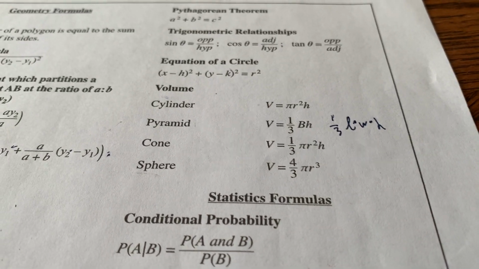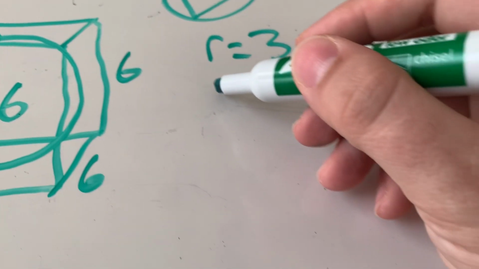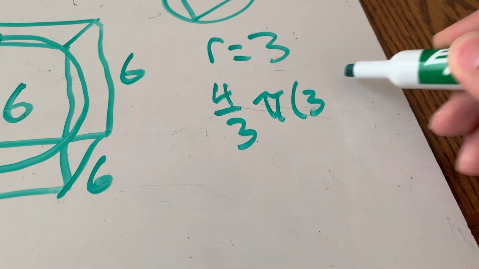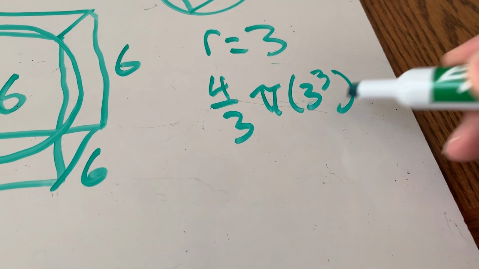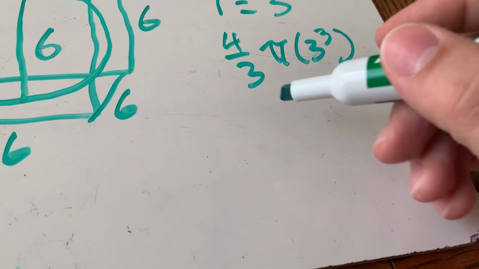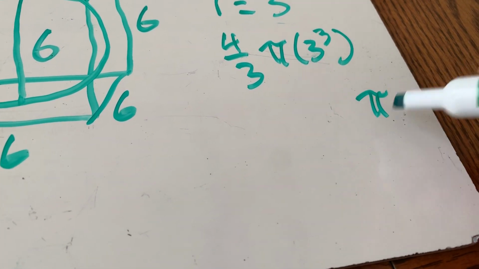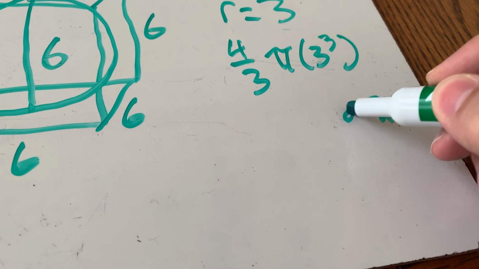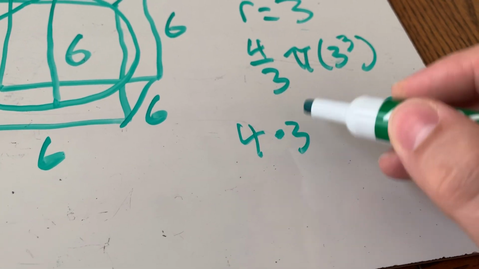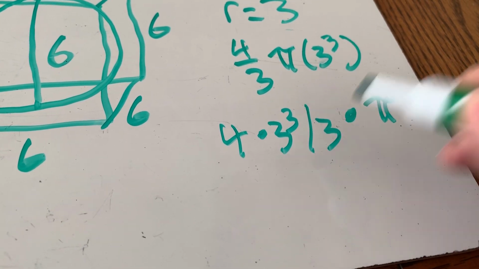So I'm going to have 4/3 pi 3 cubed. This is what I'm going to do: I'm going to keep pi over here separate because I want it in terms of pi. So I actually don't want to multiply by pi, but I'm still going to do the rest of this math. So I'm going to do 4 times 3 cubed divided by 3.